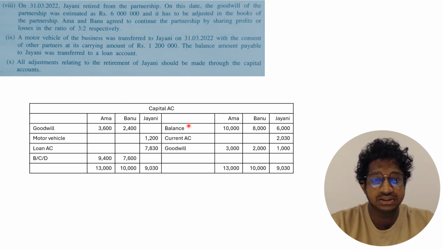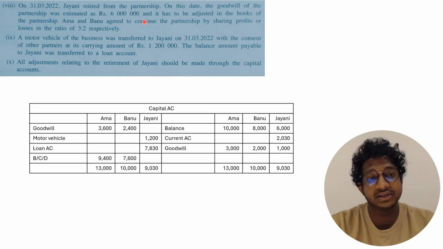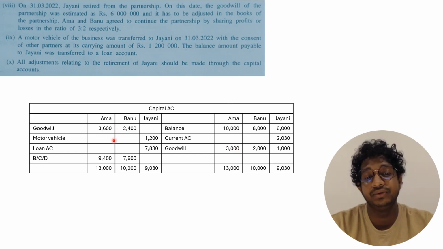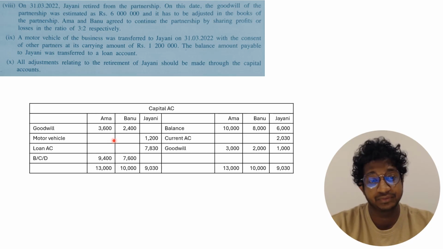In the capital account, Jaini is retiring from the business, so the current account balance you have to transfer to the capital account of Jaini, 2030. And the goodwill given here, the goodwill of the partnership was estimated as 6 million and adjusted through the capital account. So goodwill you have to always credit based on the old ratio 3:1, and then you have to debit goodwill based on the new ratio 2 is to 3 is to 2, right?